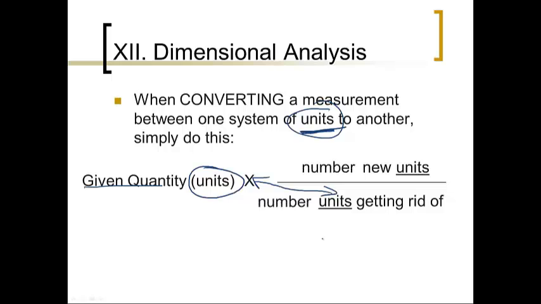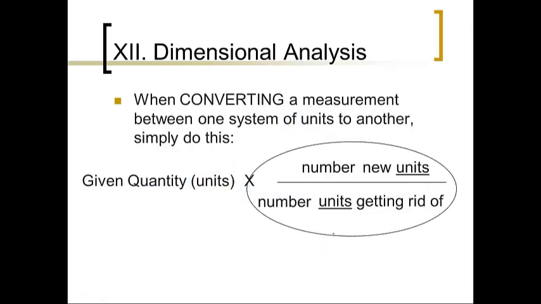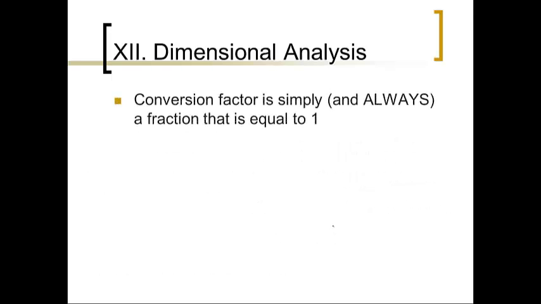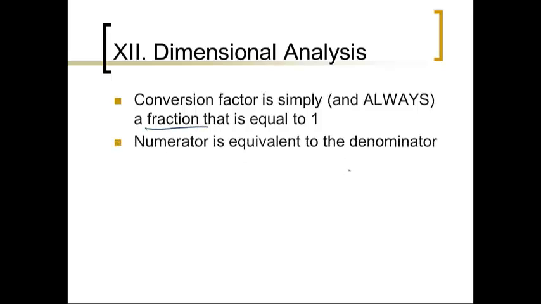Now we've got to put in a couple numbers. What number goes up here? What number goes up here? Once you figure that out, this is really simple, and that's it. The problem's done. The units on the bottom will cancel out the units on the top since they're the same. So where do these numbers come from? This whole fraction here is known as a conversion factor. What's a conversion factor? It's simply a fraction that's equal to 1. How do you make a fraction equal to 1? Make the numerator equivalent to the denominator. How do we do that?